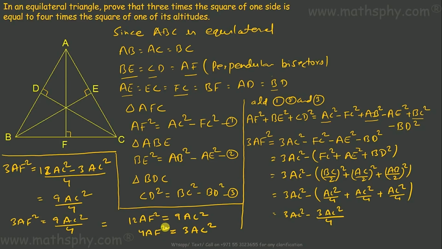Now you see what this says here is 4 times of any of the altitude square is equal to 3 times of any of the sides square. 3 times the square of one side is equal to 4 times the square of one of its altitudes. 4 times of square of altitude and 3 times of square of side, they are equal. That's what we had to prove. Done.